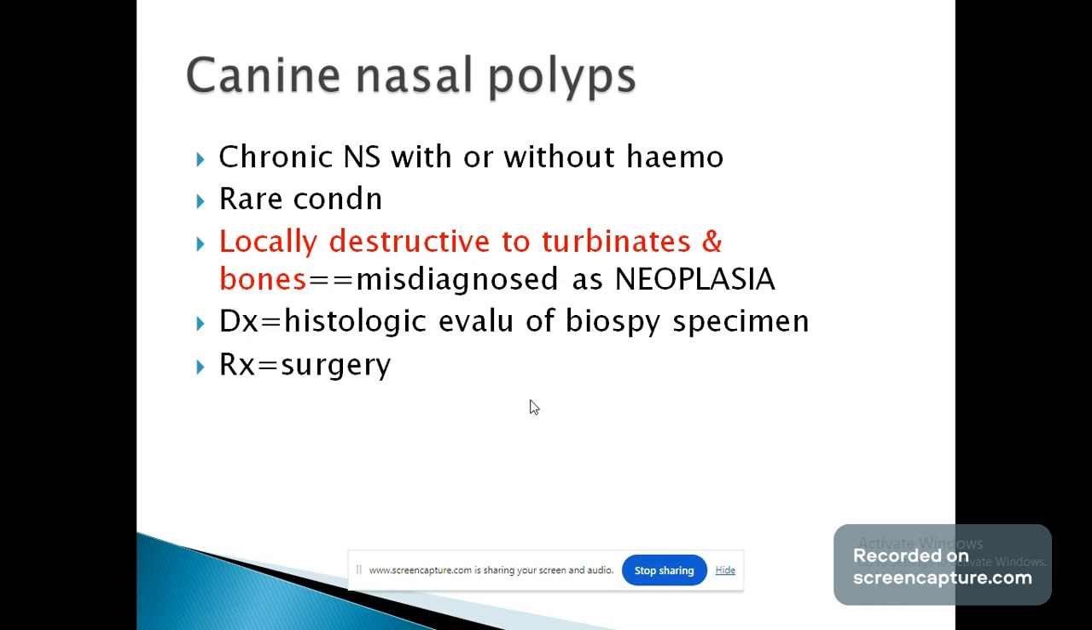Nasal polyps. Nasal polyp is a rare condition. These polyps present with a chronic nasal discharge with or without hemorrhage. They destroy the turbinates and bones, so this can be misdiagnosed as neoplasia. Diagnosis of polyps is based on histologic evaluation of biopsy specimens.